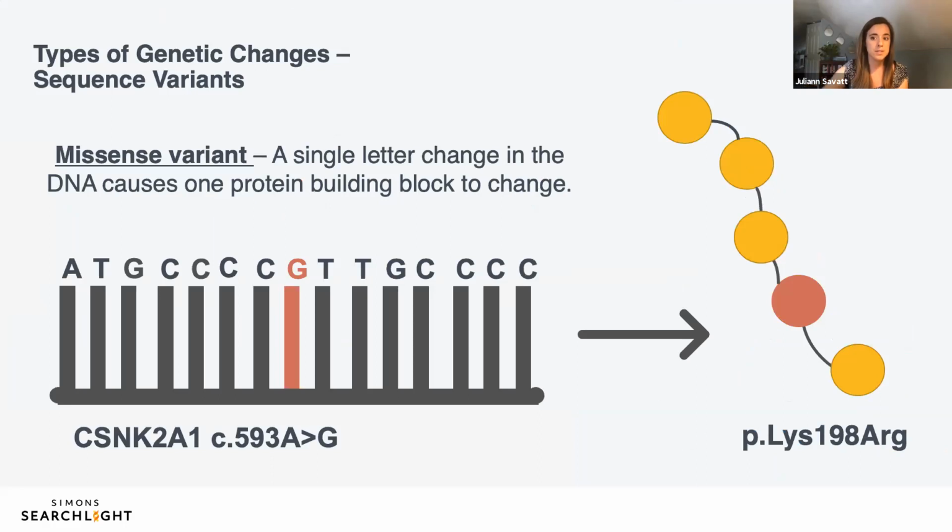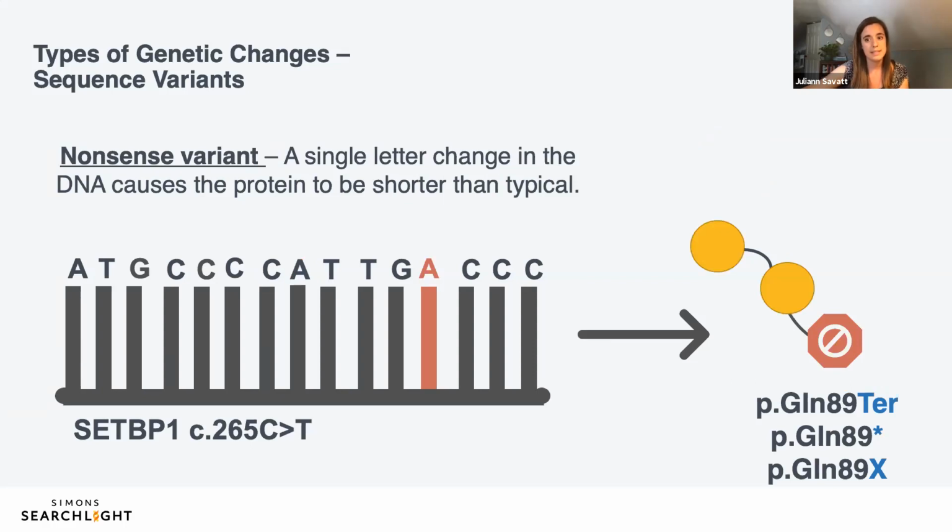There are several types of sequence variants that I want to mention and talk through, since you might see these terms on your laboratory reports. The first is missense. A missense variant means that one amino acid, one of those protein building blocks, is substituted for another based on a single letter change to the DNA. So in that example that we just walked through, the amino acid at position 198 in the protein, typically a lysine, has been changed to an arginine. One amino acid was changed. So this is an example of a missense variant.